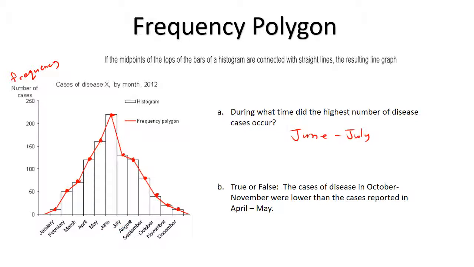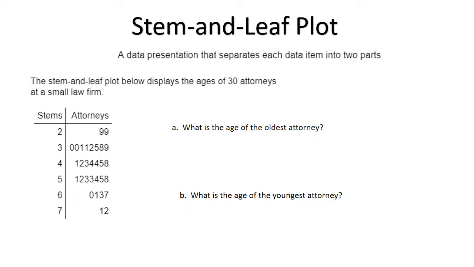Now, true or false? The cases of disease in October to November, so this is the bar that represents October to November, were lower than the cases reported in April to May. Here is the bar that corresponds to April to May. We see that that is true. The October-November bar had a lower number of cases than the April to May.